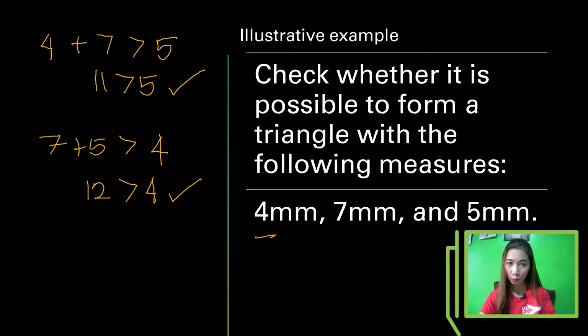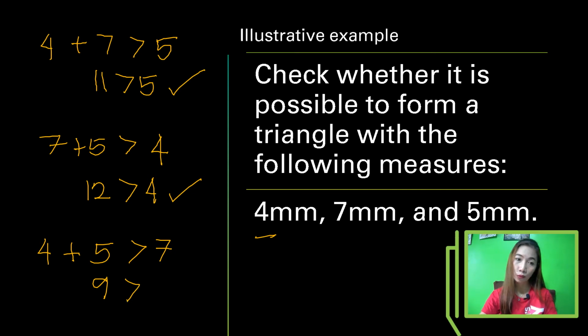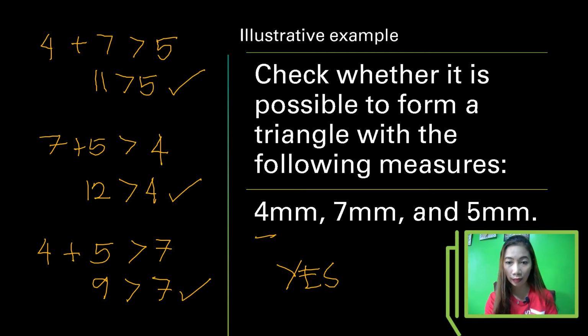And lastly, ano pang pair ang hindi natin na-try? So that is 4 and 5. Is it greater than 7? So 4 plus 5 is 9. So therefore, that is greater than 7. So all of it, nasatisfy ang ating first theorem. So therefore, the answer here is yes. We'll be able to form a triangle in this given measurements. Okay?